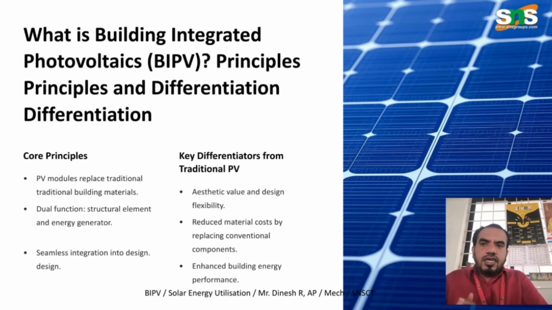The key difference from traditional PV. What's the key difference? First, the aesthetic value and design flexibility. The value will increase and the design can be changed at any time. With other structural elements, the design cannot be changed at regular times, but here we can change that. Then it will reduce material cost by replacing conventional components. Obviously it will reduce the material cost. And the third one is that it enhances building energy performance. So these are the key differences in using PV.